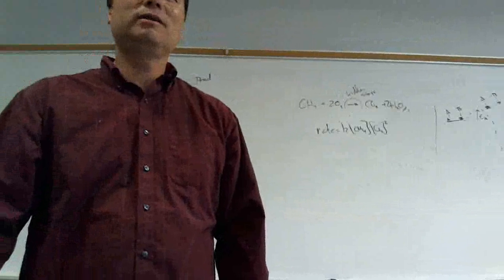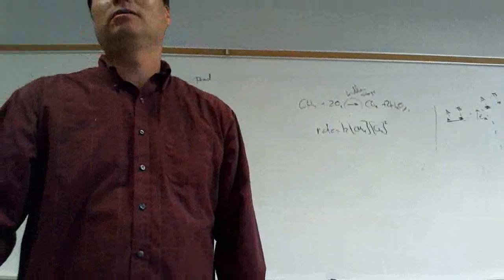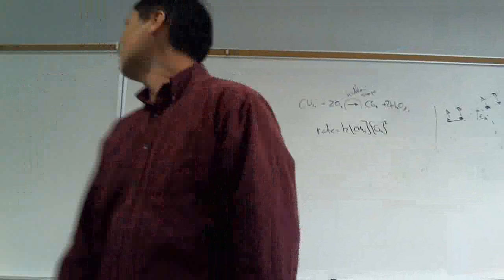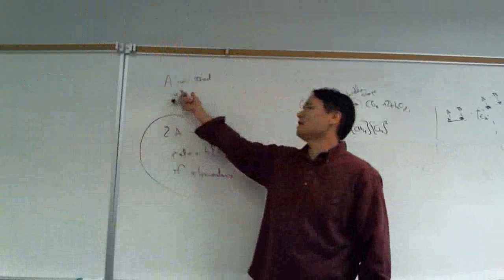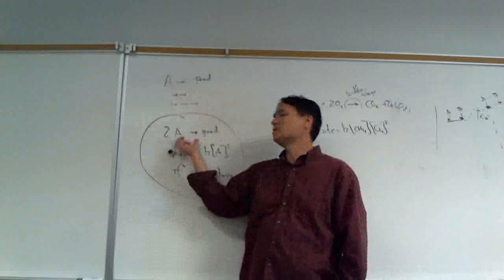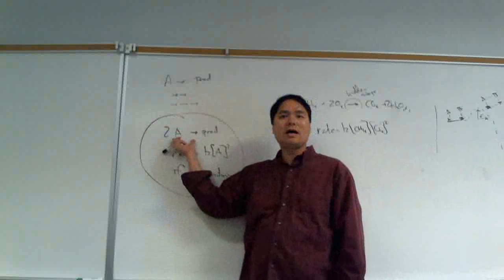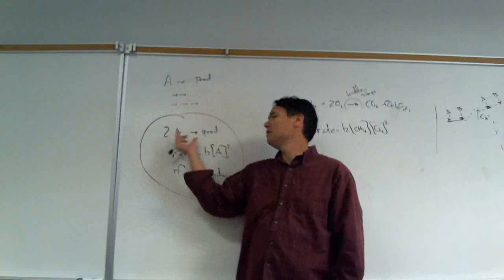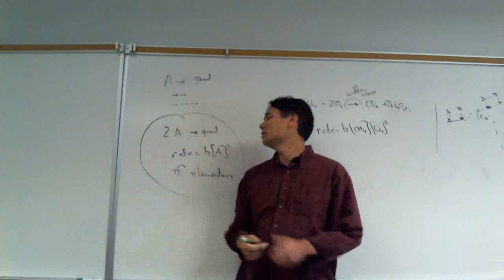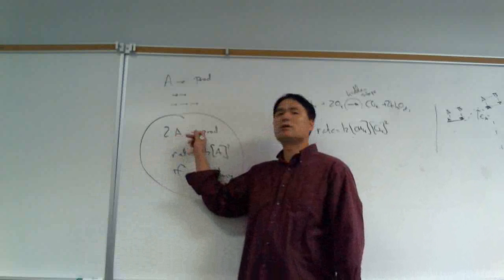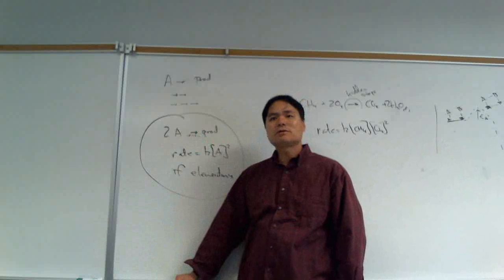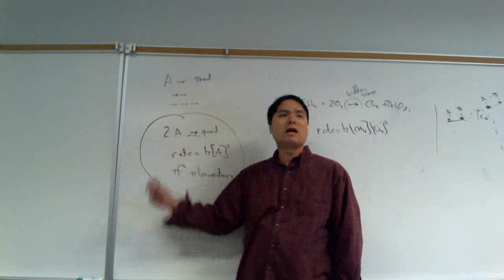No. You wouldn't. Why would you assume something like that? Who knows? Right? And so if somebody told you this were a simple collision or elementary step, then yes, it's unimolecular. It would be first order in A. If somebody told you this was a simple elementary step, then yeah, it's bimolecular. But if nobody told you, then why would you assume that? You can't. Because there could be a whole bunch of hidden steps. And the slowest of those steps might not be two A's colliding with each other.